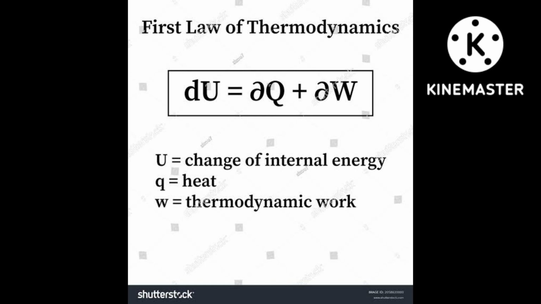Listen carefully, this exchange of energy, which is a result of temperature difference, is called heat. It is denoted by a small q. Let us consider bringing about the same change in temperature, that is the same initial and final state as before. Last class we considered this. How will we bring about this same change?